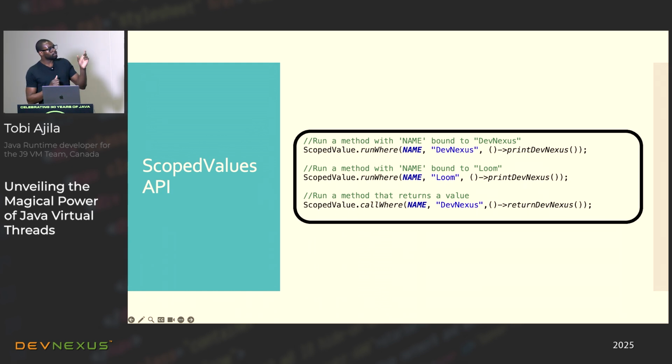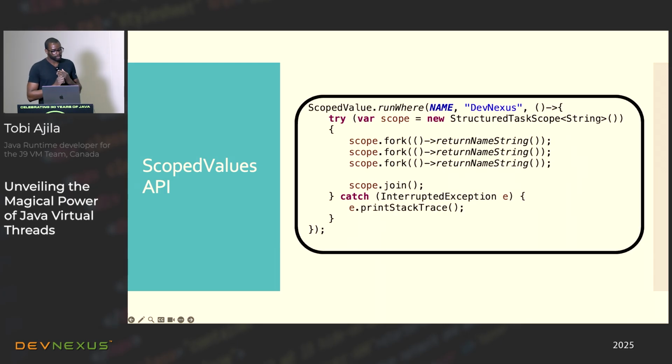And then there's a different variation of this API where you call a method that returns a value instead. So that's the basic usage. The API does change in JDK 24, so it is slightly different, but overall it's the same idea.